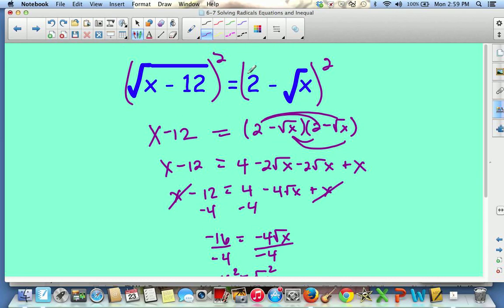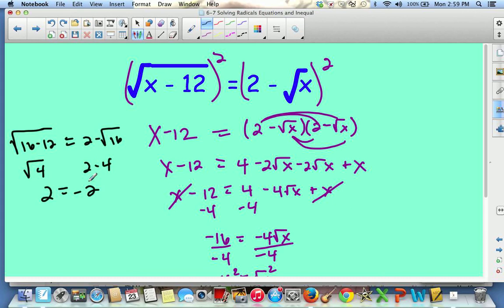Let's see if that will work. Didn't leave myself much room here, I'll do it over here. Let's see, the square root of 16 minus 12. Does that equal 2 minus the square root of 16? So 16 minus 12 is 4. The square root of 4 is 2. And then we get 2 minus 4, which is a negative 2.